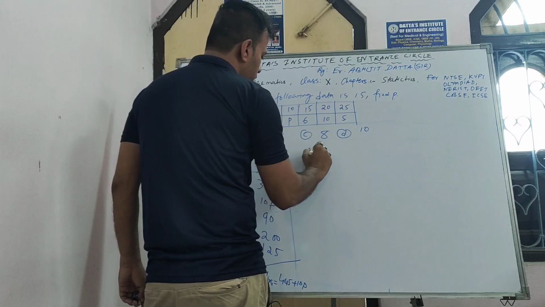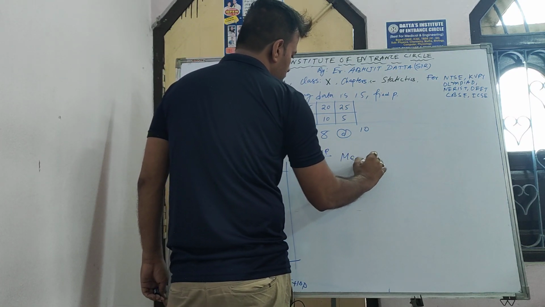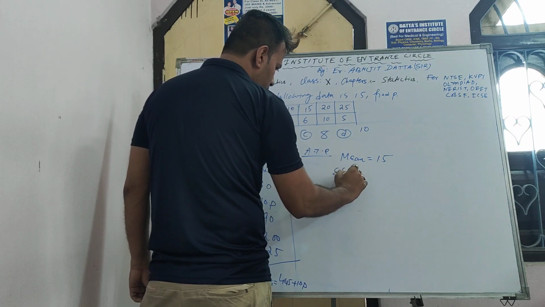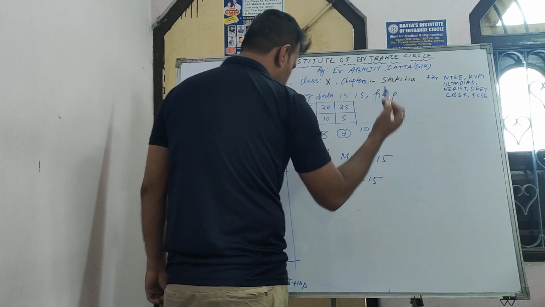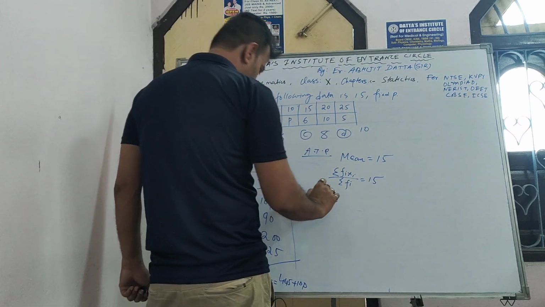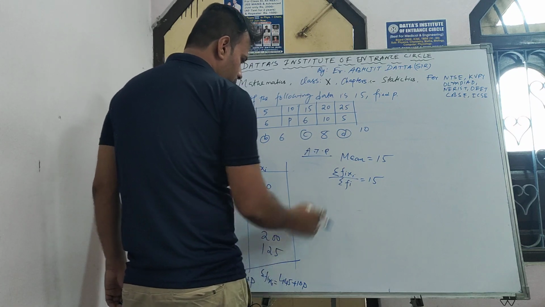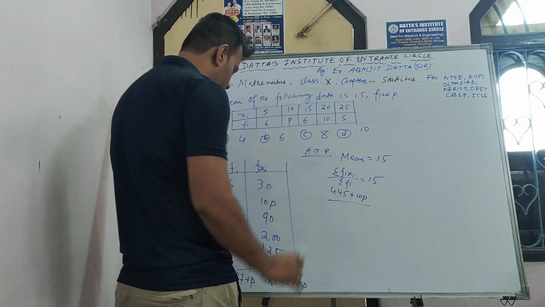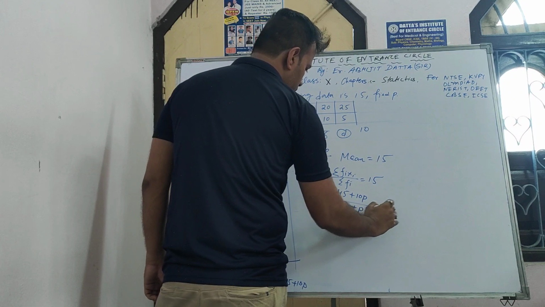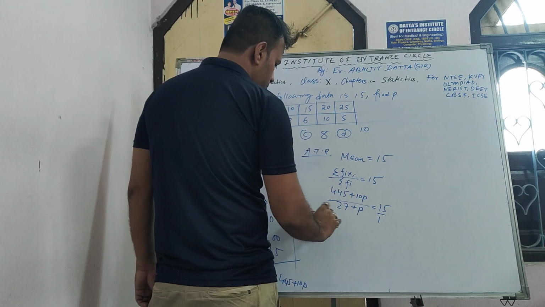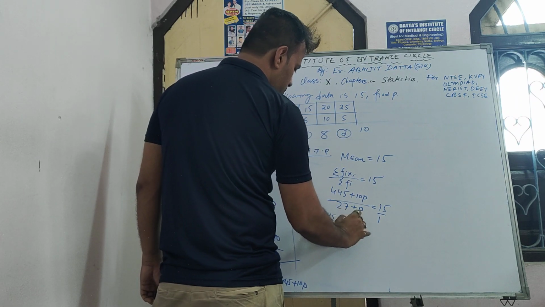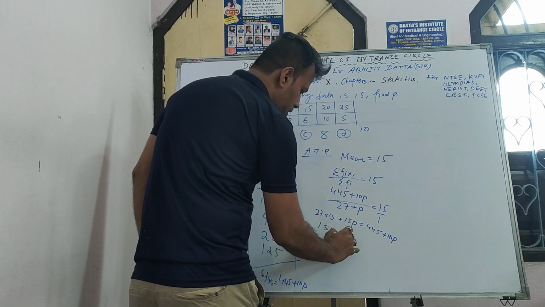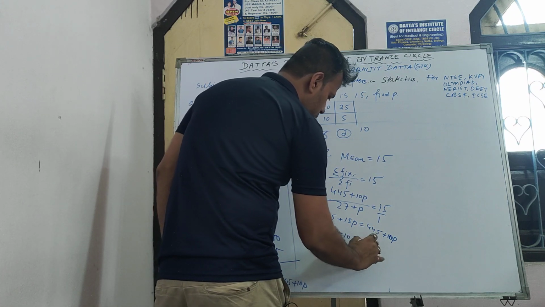Now according to the question, mean is given. Mean is 15, and the formula of mean is summation of fi xi by summation of fi. Now I put the values: fi xi is 445 plus 10p, and summation of f is 27 plus p, which equals 15. So now cross multiply: 27 into 15 plus 15p equals 445 plus 10p. If I take 10p here it will be minus 10p, and here it will be 445.